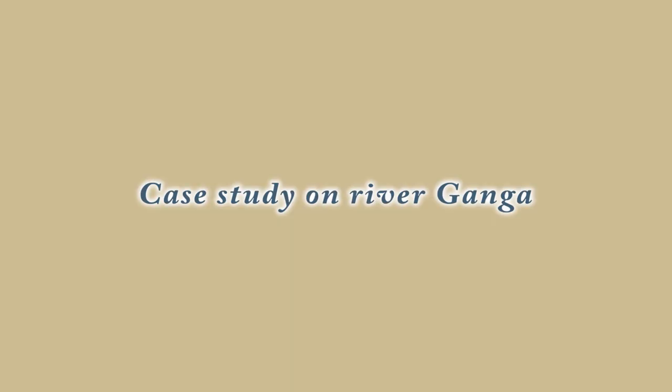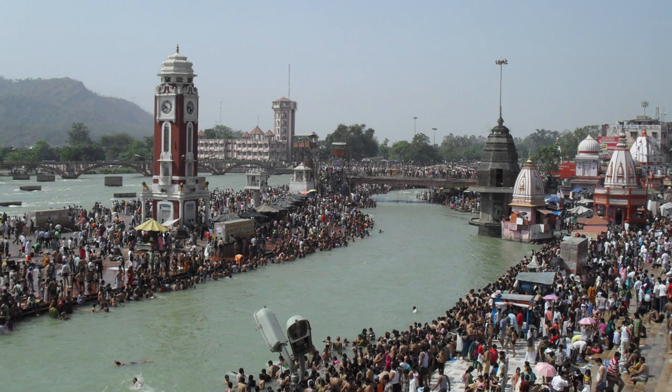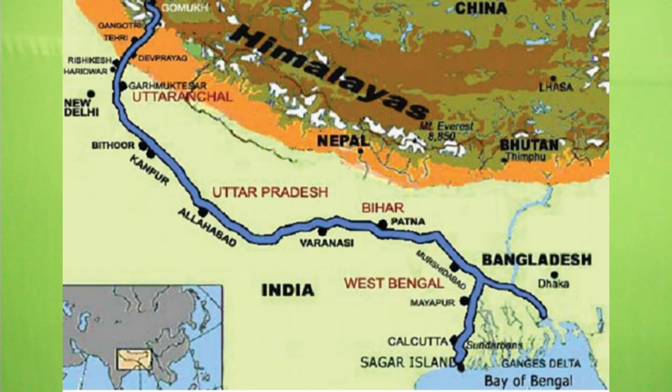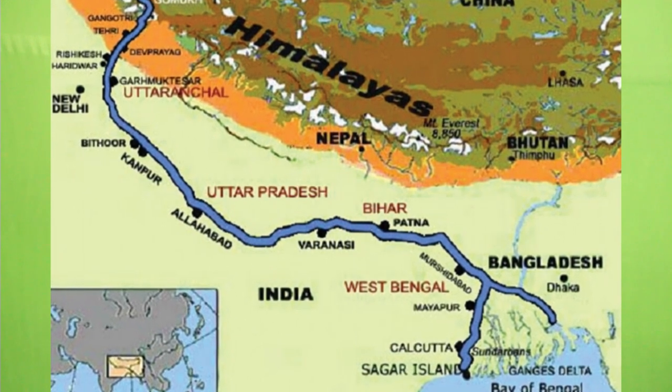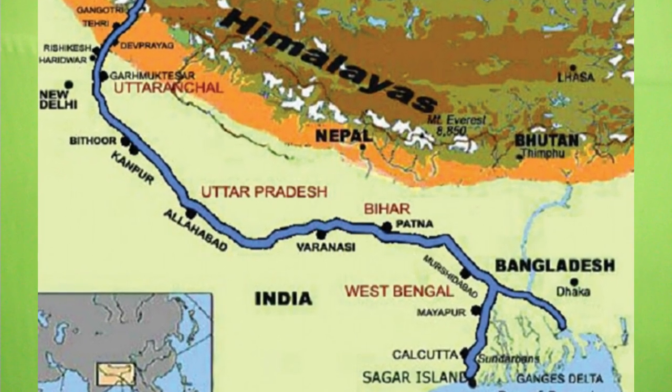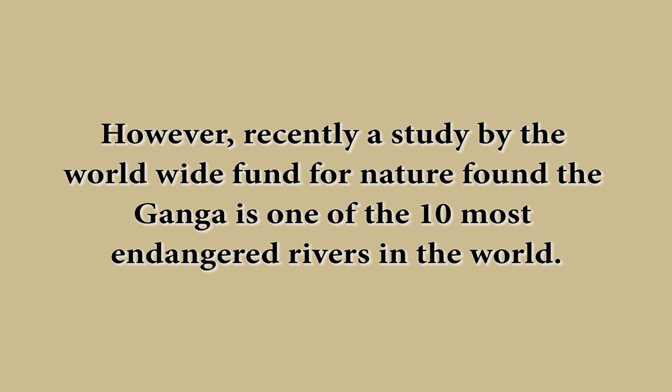Now, let us do a case study on River Ganga. Ganga is one of the most famous rivers of India. It sustains most of the northern, central, and eastern Indian population. Millions of people depend on it for their daily needs and for their livelihood. However, recently, a study by the World Wide Fund for Nature found that Ganga is one of the 10 most endangered rivers in the world. The pollution levels have been rising for many years.